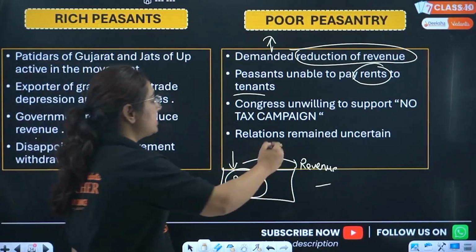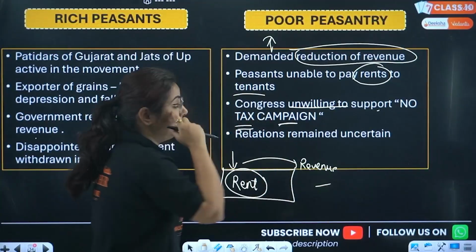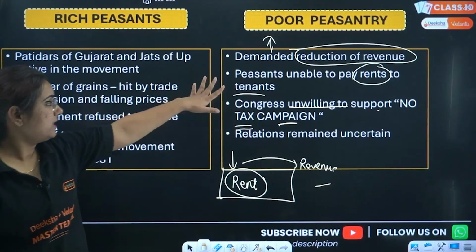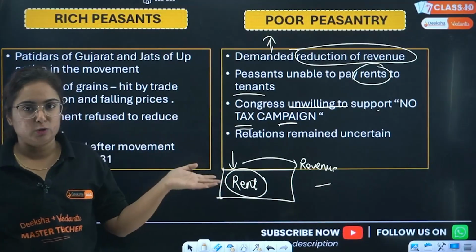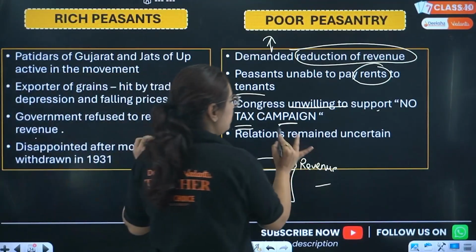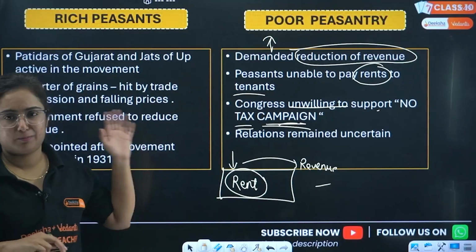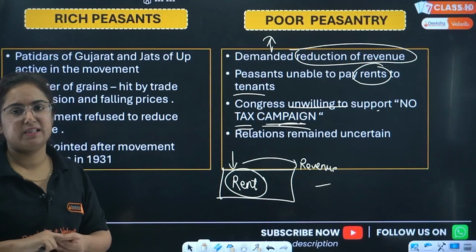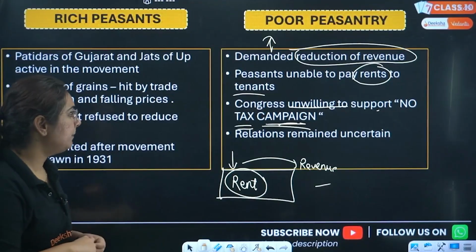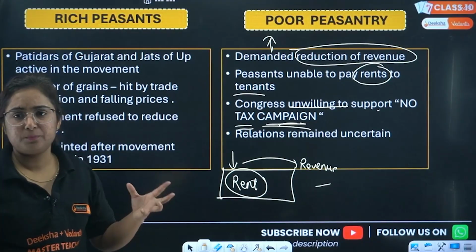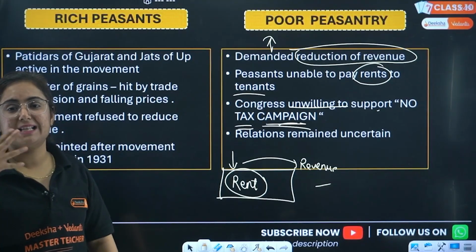So Congress was unwilling to support the no tax campaign. One of their issues was that they decided that we are not going to pay this tax and no rent to the people. That was popularly known as the no tax campaign. However, this was not accepted by Congress at that time. They considered that it would be the worst situation. We have to pay the taxes and all that. So the relation of this poor peasantry group with the civil disobedience movement was left uncertain.